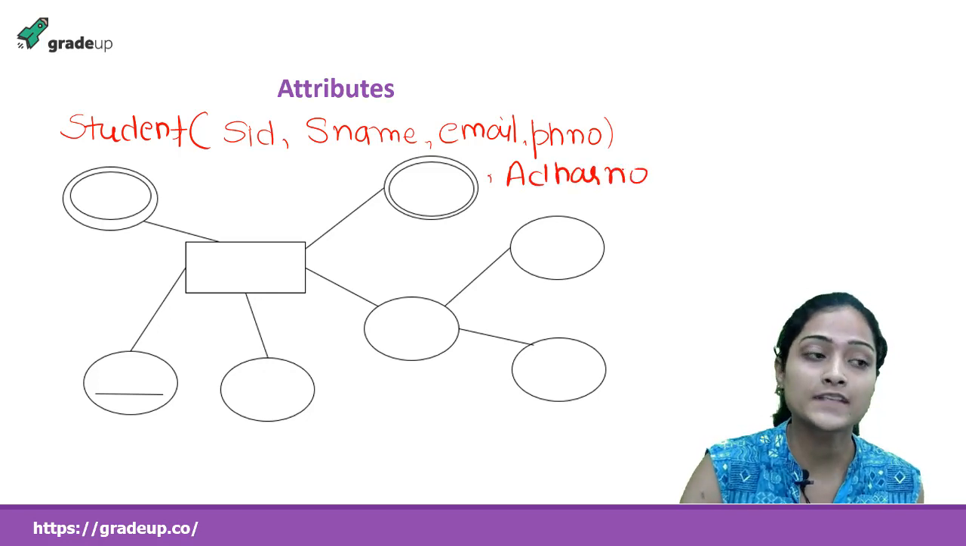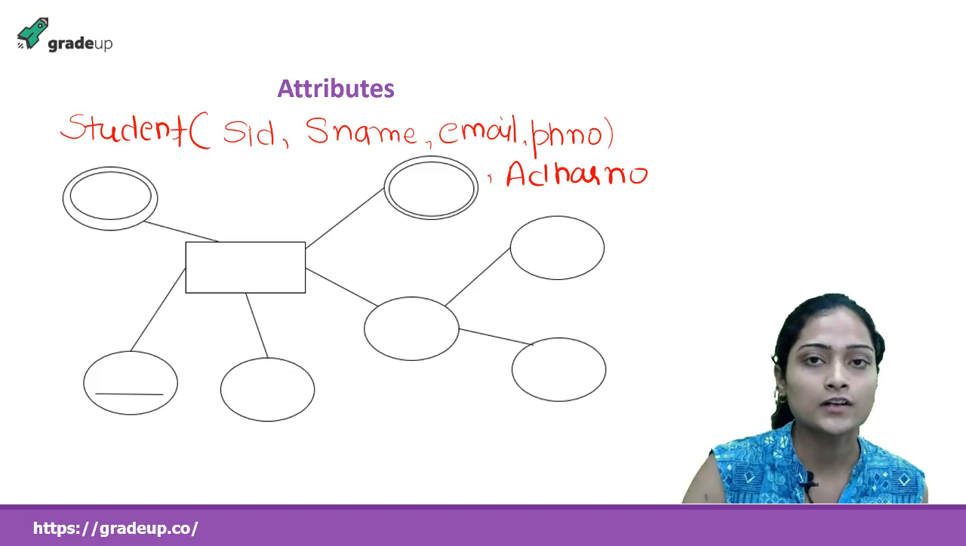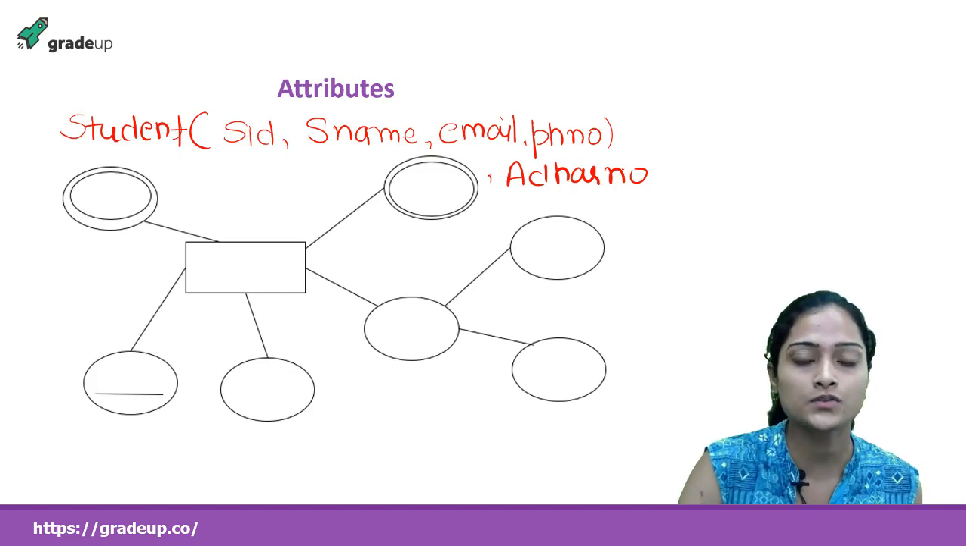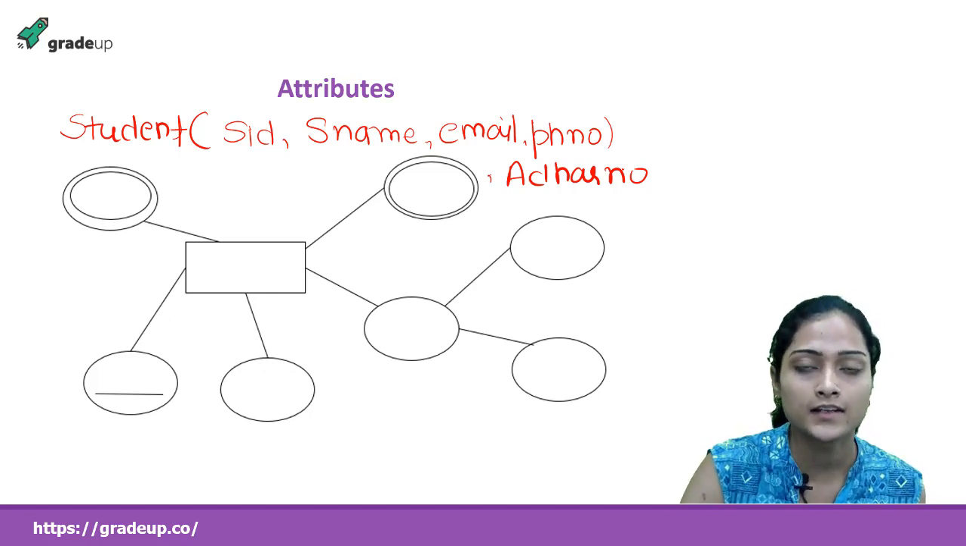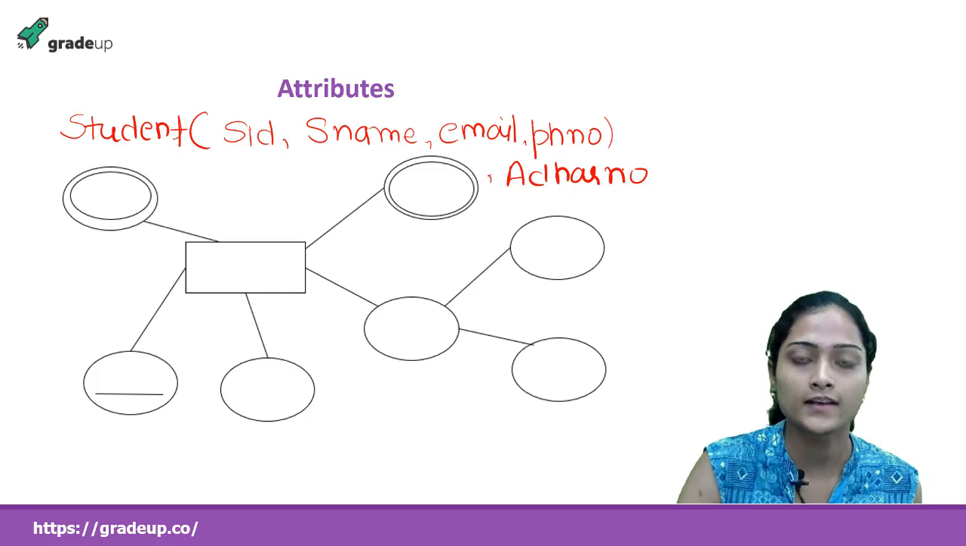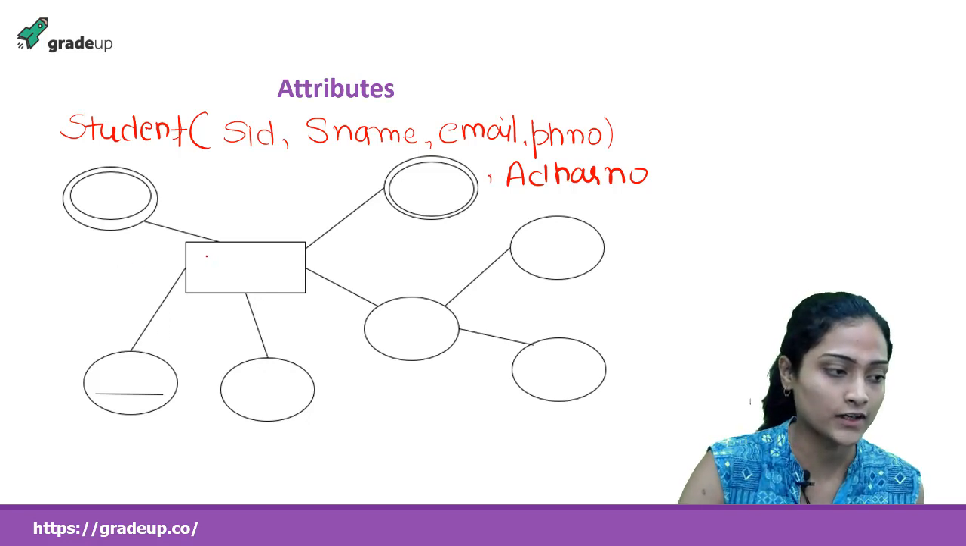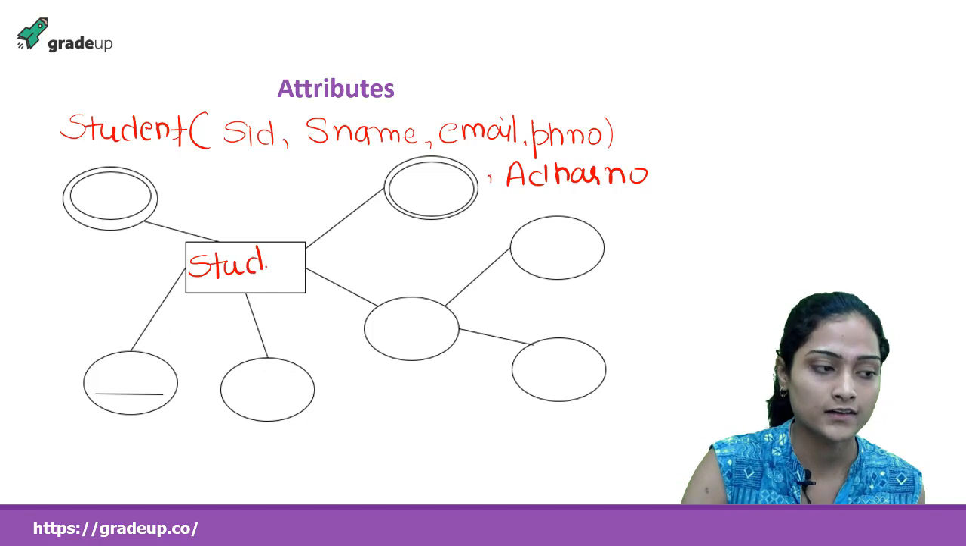So we have to represent this particular relation in the form of an ER diagram. What one thing I told you, you have to first represent the table. How do we represent the table? Yes, we represent it with the help of a rectangle. So this rectangle is going to have the name of the relation.